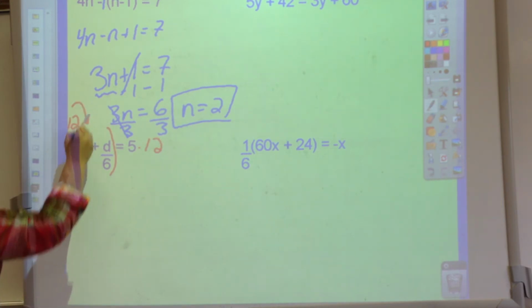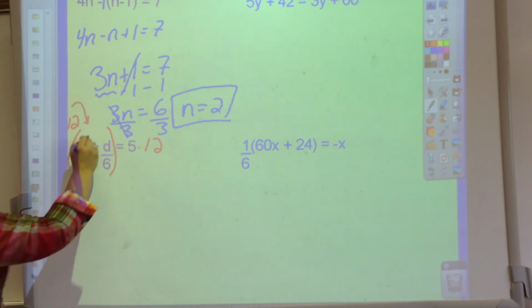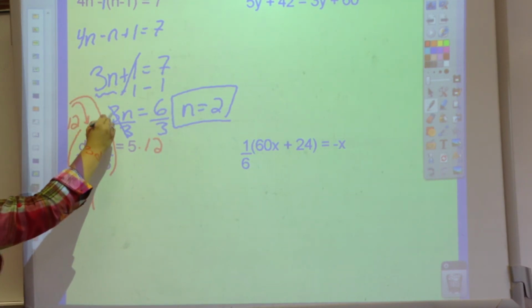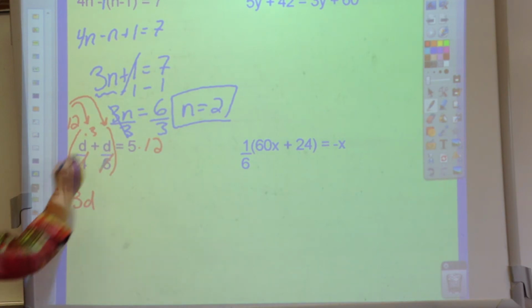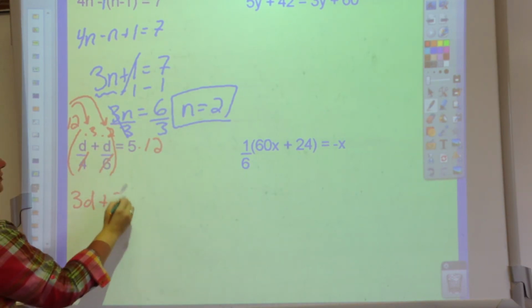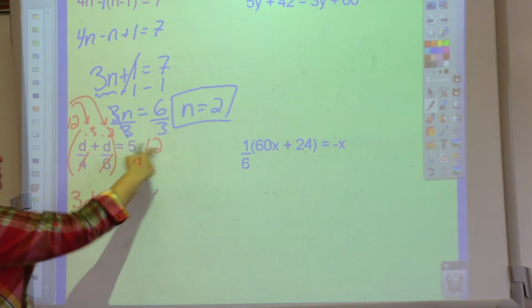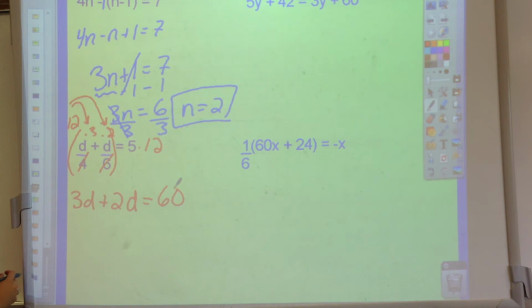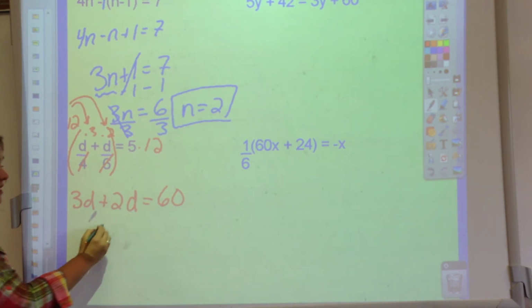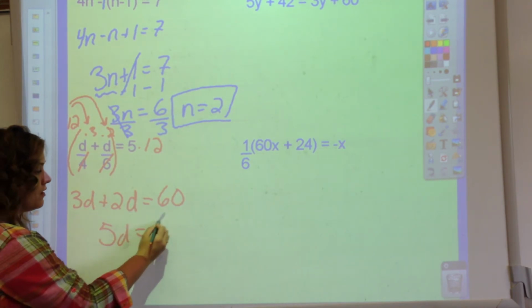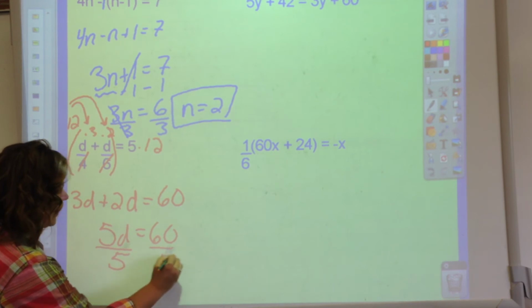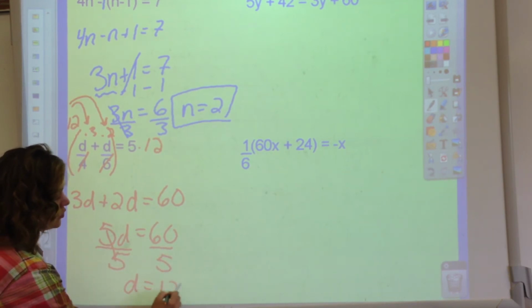So when I distribute here, 4 goes into 12 3 times. So I'm left with 3d. Distribute here, and 6 goes into 12 2 times. So I'm left with 2d. Over here, nothing cancels, and 5 times 12 is 60. Now I have two variable pieces, so I combine them. And now to get d alone, I do the opposite of multiplication, which is division, and I end up with d equals 12.